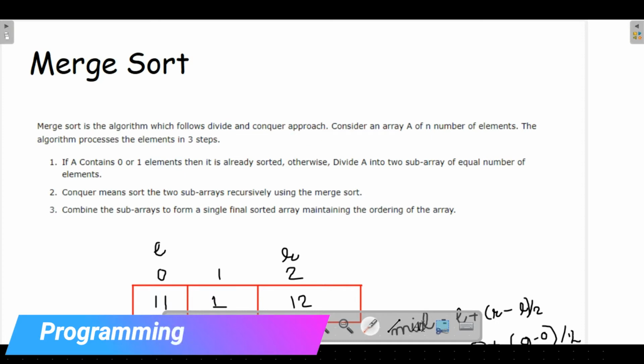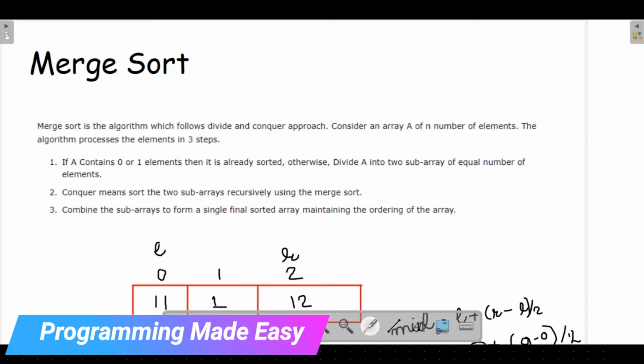Let us, for instance, consider an array A of n number of elements. Our algorithm consists of three phases. First of all, anyone can understand that if an array contains zero elements or only one element, that array is sorted in itself, because if we have only one element, what is the need of comparing it with another when there is no other element? But if we have more than one element, what needs to be done?